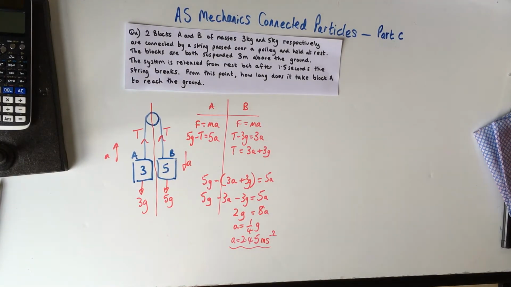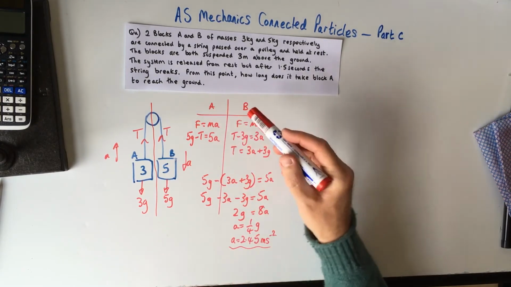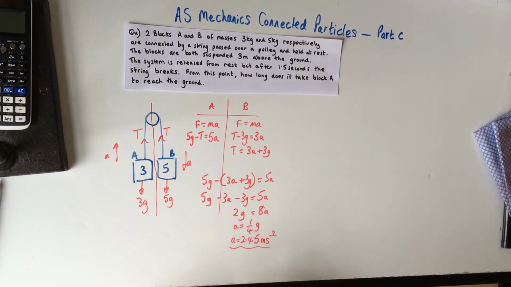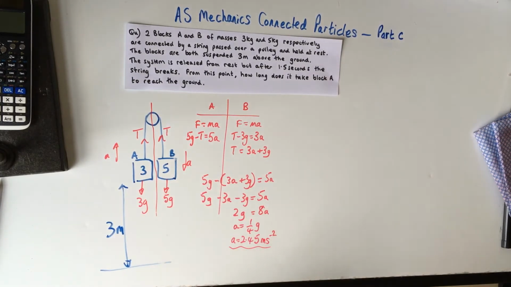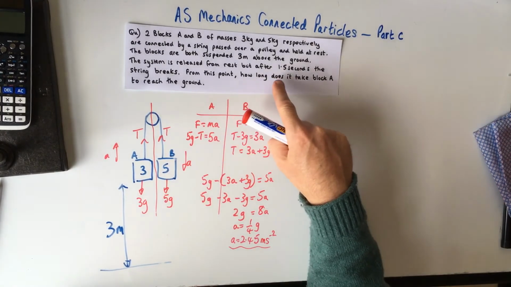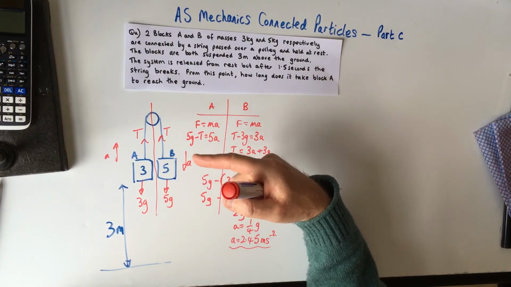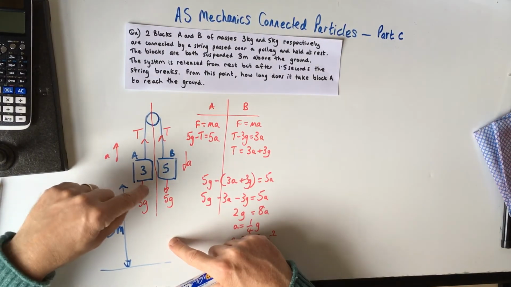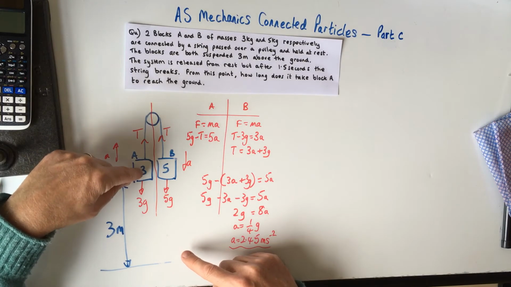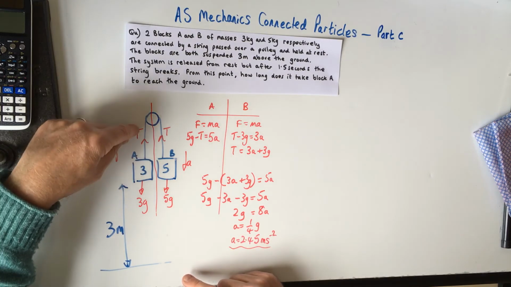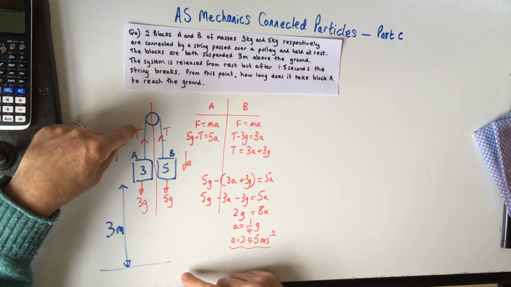Now I could work out the tension, just put that back in, but I don't need the tension because that's not what I'm trying to find. Okay. Now, let's look at the second part. This is why this is a hard one. This is 3 meters above the ground when it started. After the system is released from rest, after 1.5 seconds, the string breaks. So this is accelerating down and that is accelerating up. After 1.5 seconds, we need to find out, first of all, how far this has travelled up and what speed it's going at.